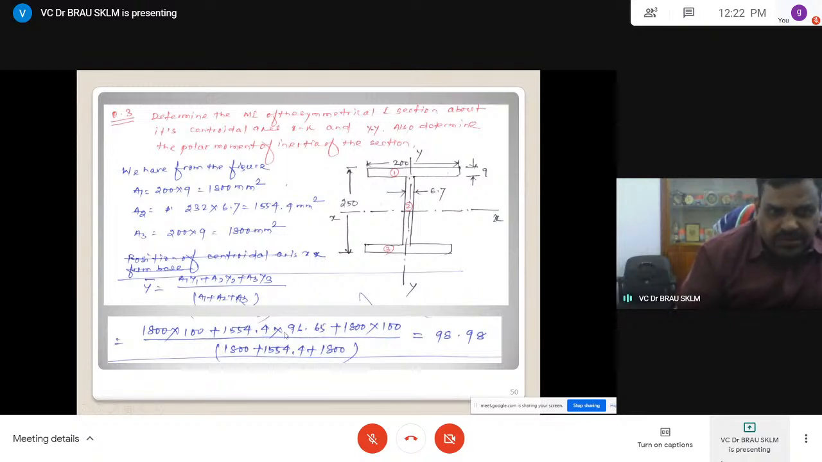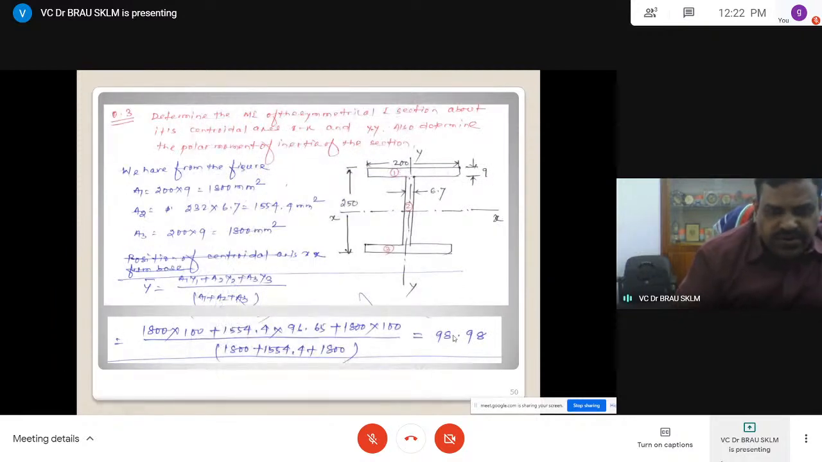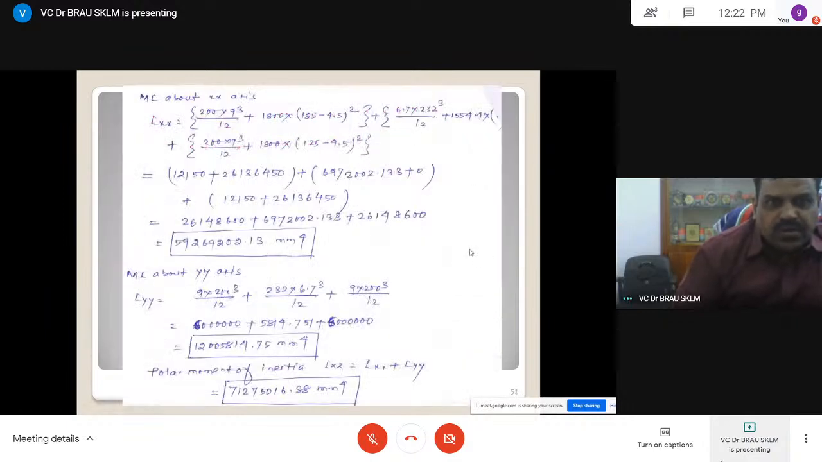A1 Y1 plus A2 Y2 plus A3 Y3 divided by A1 plus A2 plus A3. Then Ixx, 1/12 BD cube. This is what we got. Centroid is 98.98. Similarly, find out Iyy, 1/12 BD cube of three areas, then corresponding areas into the difference of distance between the two axes. Similarly find Iyy and the polar moment of inertia. So this is how generally we can determine.